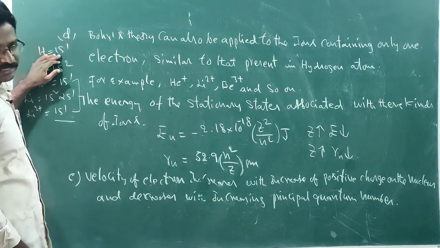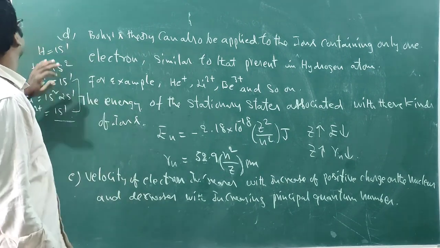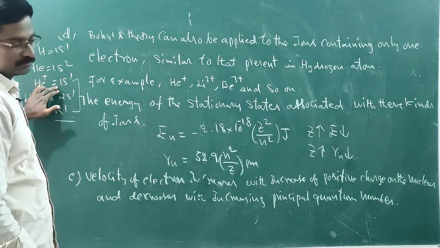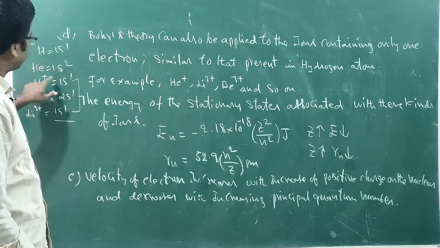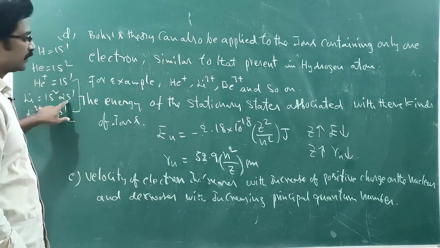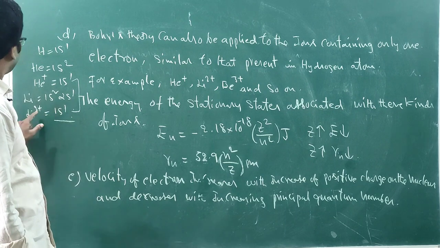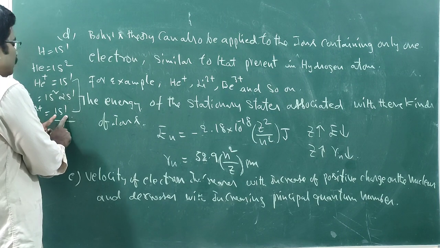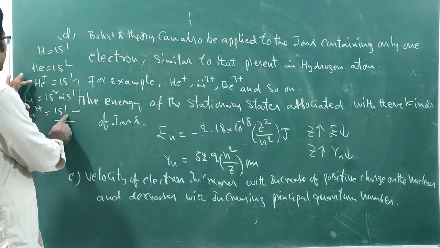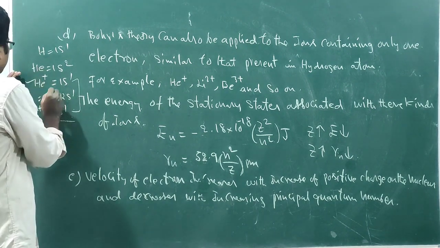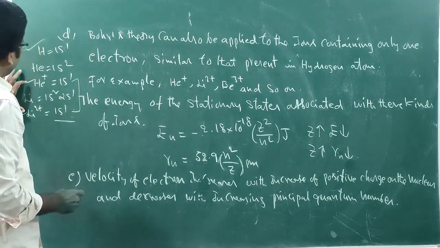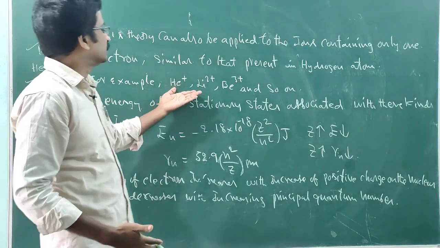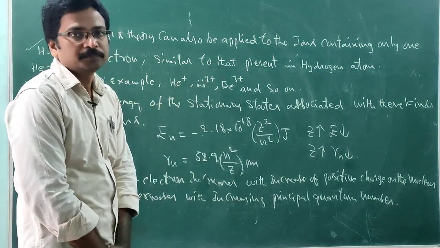What does that mean? Hydrogen has one electron, we know. Helium has 2 electrons, but helium plus contains only one electron if you remove one. Lithium has its electron configuration, and after removing 2 electrons, that is the 2 plus, you get one electron. This is why helium plus, lithium 2 plus, and hydrogen are all the same with respect to having one electron. So Bohr theory is applicable to these species also.